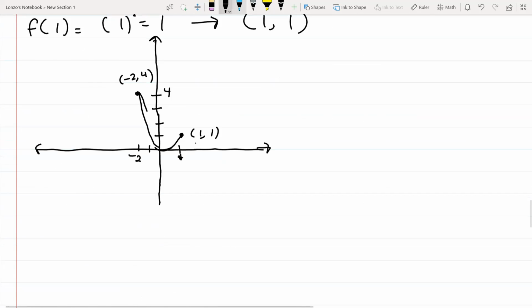So what that means is if you make a dashed line between A and B, from this point to here, there's going to be a point right here that will have the same slope as the instantaneous rate. So this is the instantaneous rate.